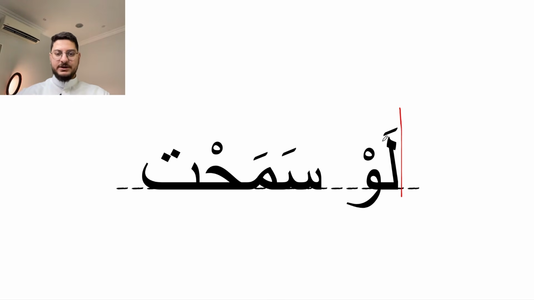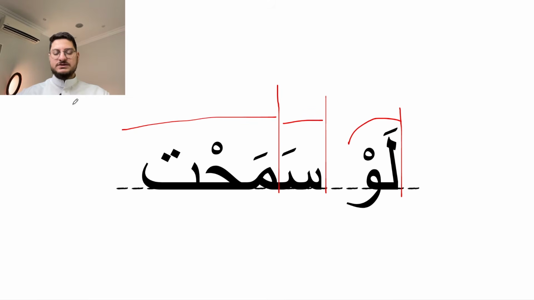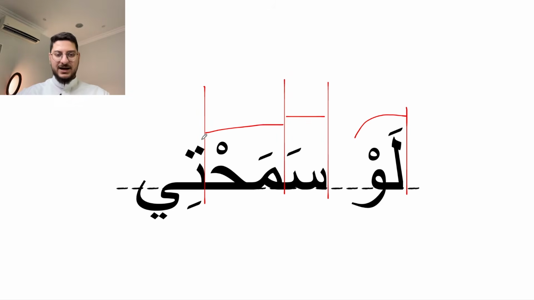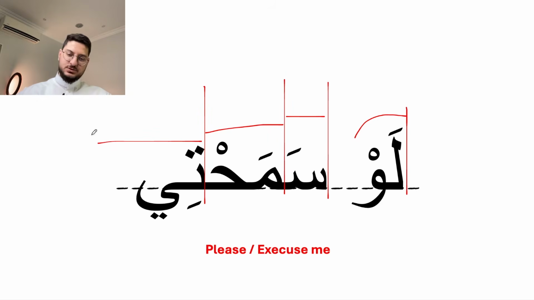Let's look at this one. We have a syllable here, and we have two syllables for the second word. So the first syllable is just لو, and then we have سمحت. لو سمحت, which means please or excuse me. What about this one? Again, the first word is the same. Second word this time has three syllables. So the first word is لو, and then سمحتي. لو سمحتي, which again means please or excuse me, but this time if we're talking to a female.